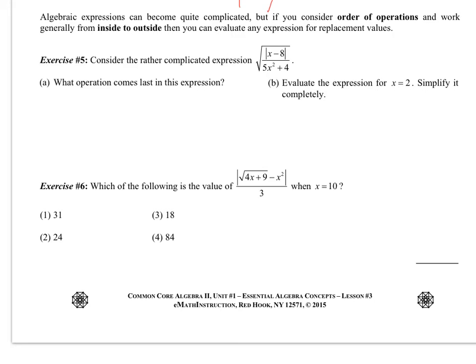In exercise 5, part A, it asks you to think about what operation would come last if we used order of operations. That idea of working from the inside to the outside would mean that I'd go into this square root and start working on the inside part. So I'd be evaluating what's underneath that square root first, which means the last operation that we would be doing would be the square root.